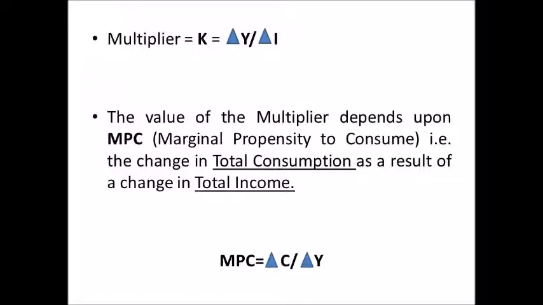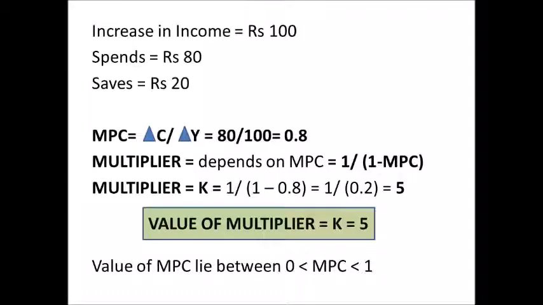Multiplier depends on MPC, which stands for marginal propensity to consume. The value of the multiplier depends on the amount of any increase in income that is spent by people receiving it. The higher the MPC, the higher the value of multiplier will be. MPC is denoted by change in consumption due to change in income.